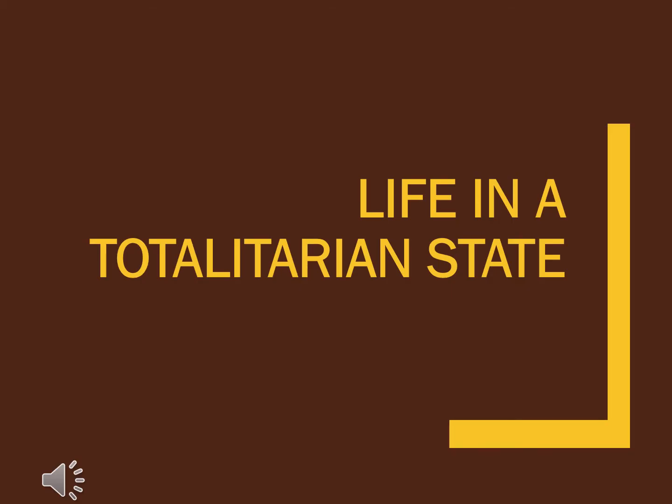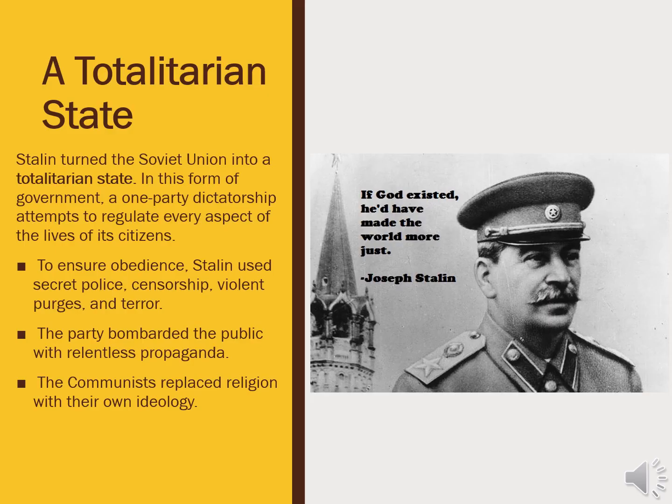Now, beginning under Lenin and really solidifying under Stalin, we've seen Stalin basically create a totalitarian state in the Soviet Union. And let's discuss for a few minutes what life was like in that. So a totalitarian state is a form of government where you have a one-party dictatorship, and it attempts to regulate every aspect of the lives of its citizens.